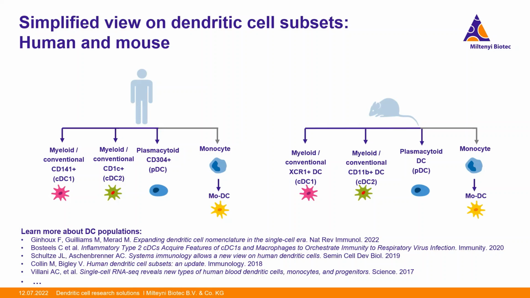This is a simplified overview of dendritic cell subsets in human and mouse, and three major DC subsets can be found: myeloid conventional DC1, cDC1, myeloid conventional DC2, cDC2, and plasmacytoid DC, pDC. And here you see the monocyte-derived DCs, which do not share ontogeny with conventional DCs and can be derived from the monocyte lineage during infection and inflammation. Due to time reasons, I will mainly be discussing the DC subsets listed here. However, for learning more about further DC subsets, I encourage you to have a look at the publication listed on this slide, and further recent topic-related publications.